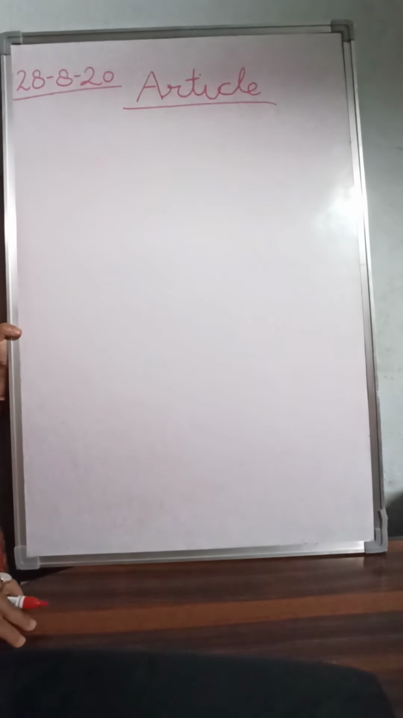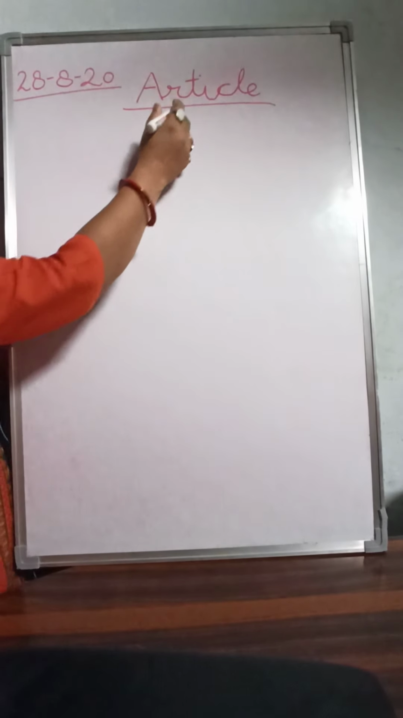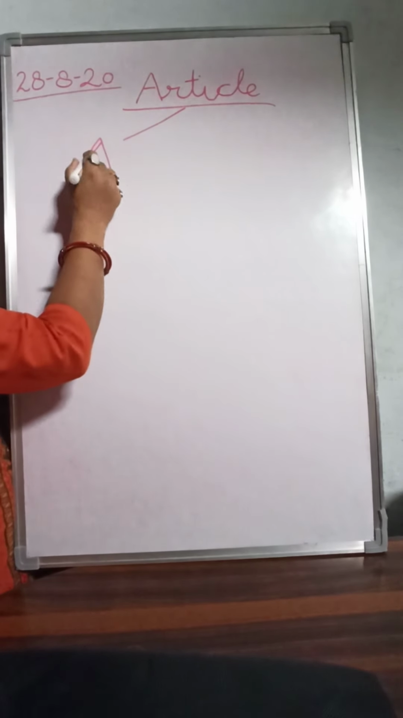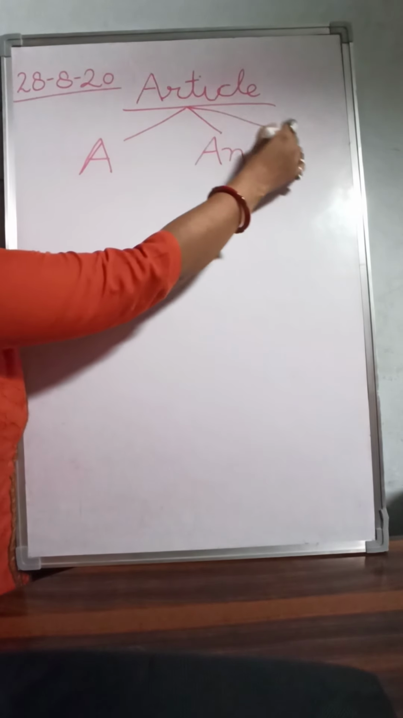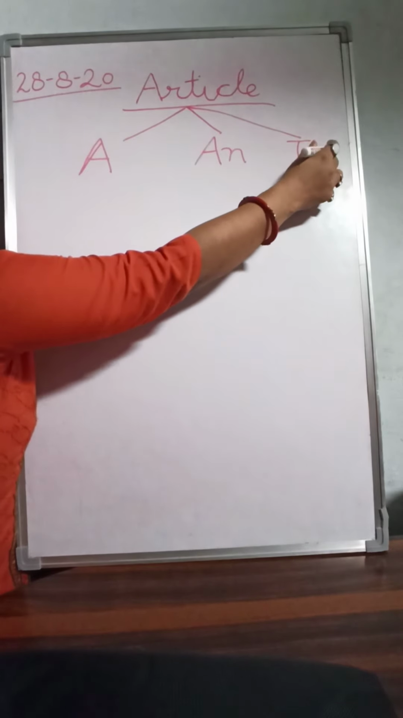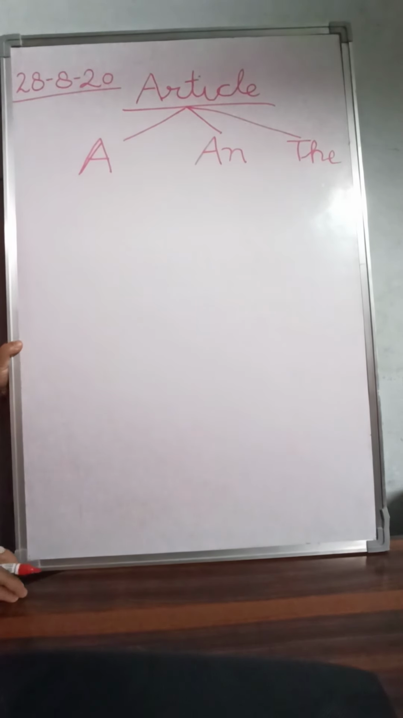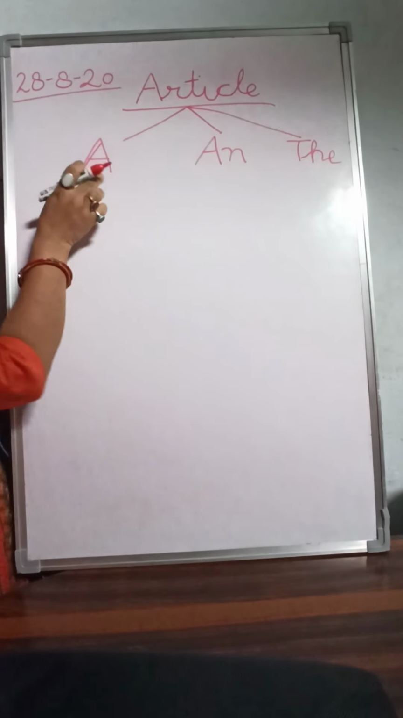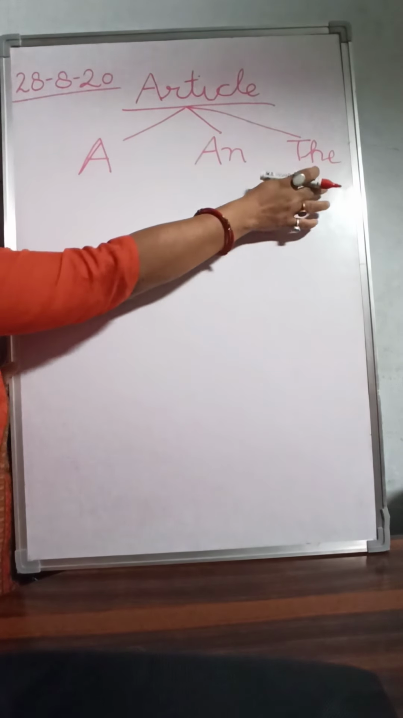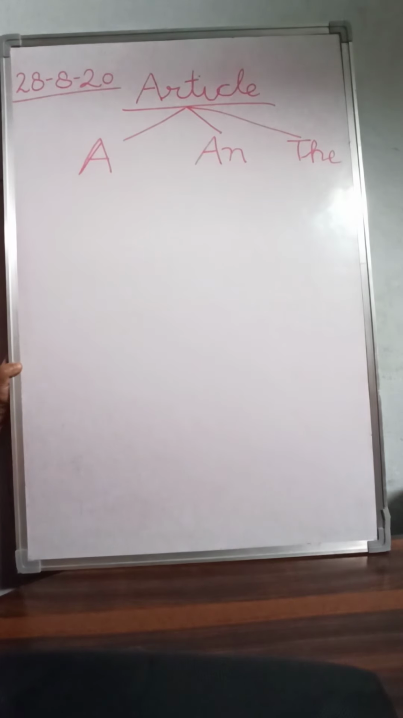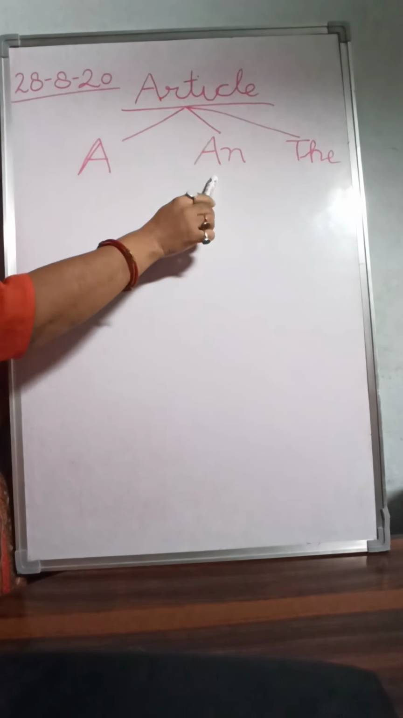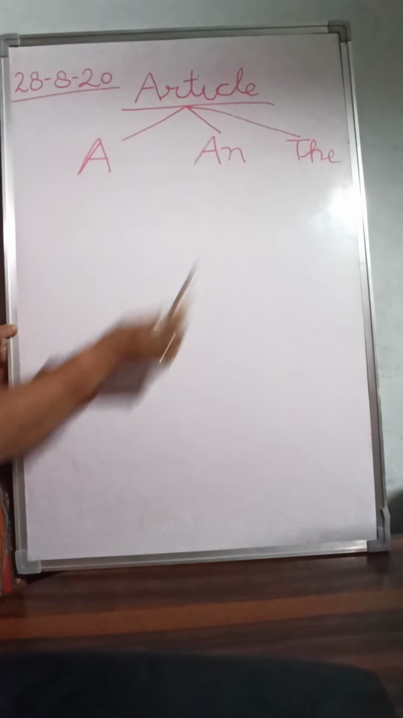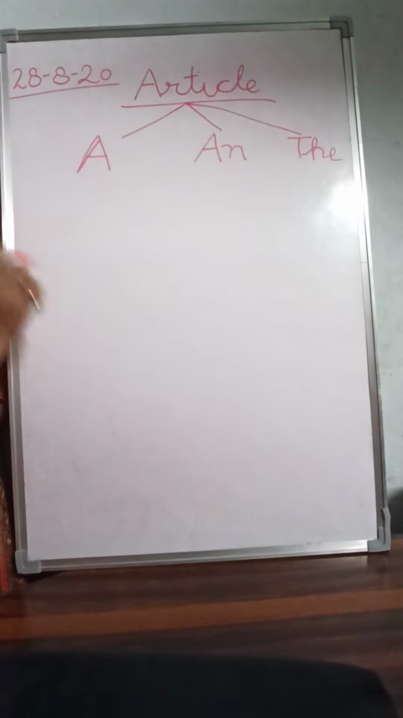Friends, there are three kinds of articles. They are a, an and the. Okay. So there are three kinds of article: article a, article an and article the. Now in this chapter we will learn where we have to write a, where we have to write an and where we will write the. So just have a look.